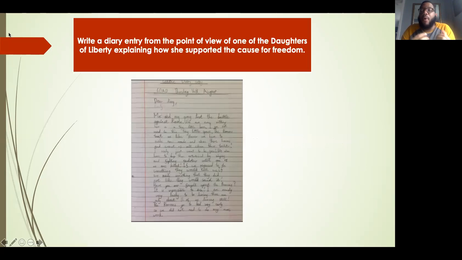So the example I'm going to be going over is the third option, which is the diary entry. So on your page, if you look, it's that third option over here in the third box. So this prompt says, write a diary entry from the point of view of one of the Daughters of Liberty, explaining how she supported the cause for freedom. This is the example that has been provided.